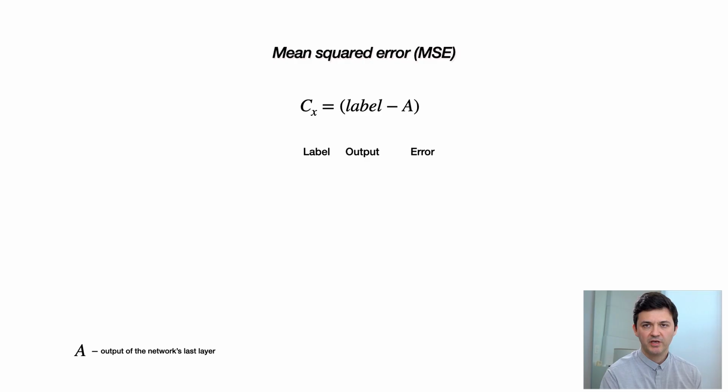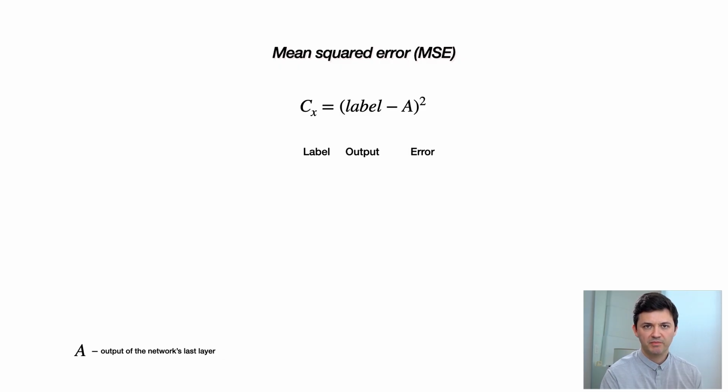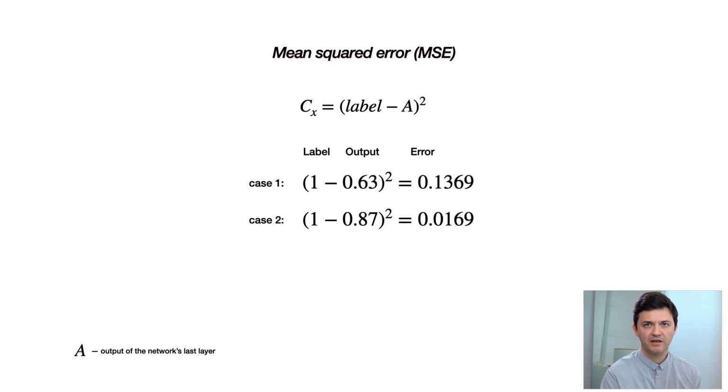So instead of finding the absolute value of the expression label minus output, we could instead square this expression. As you already know, squaring any number will make it positive. So negative 2 times negative 2 will give you positive 4. So let's just compute the mean squared error. So in the first case, we get that the error is 0.13. In the second case, 0.0169. And in the third case, 0.0121.